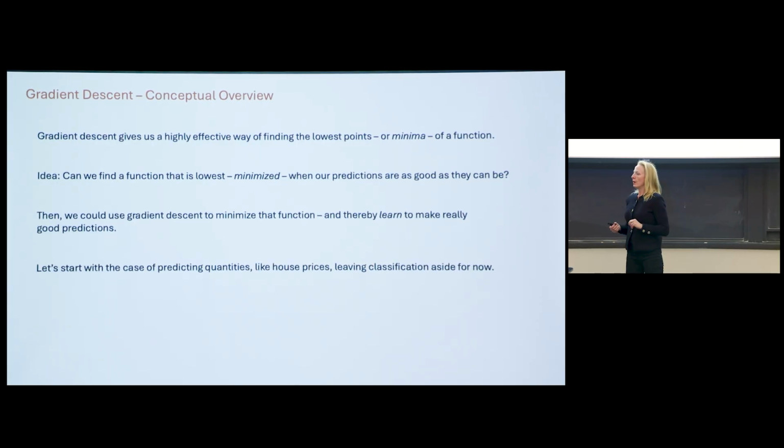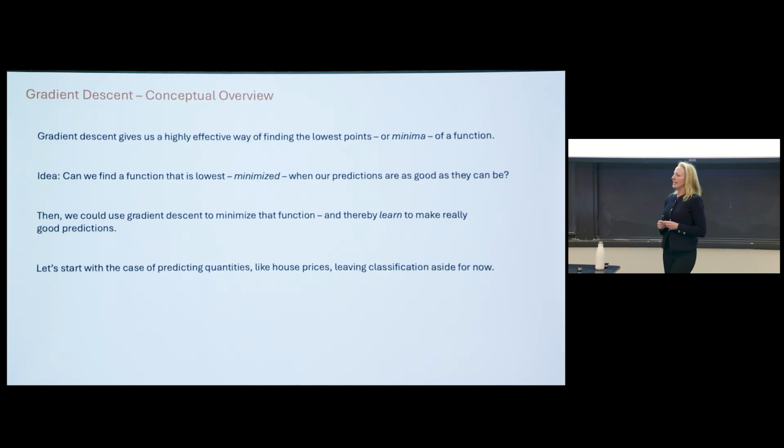So let's walk through this. Let's focus on the case of predicting quantities like house prices rather than classification. Okay, I'll come back to classification, but so not handwritten digits, right? Not berries safe or poisonous, but things like how much does this house cost? Something where the answer is a number. Okay.